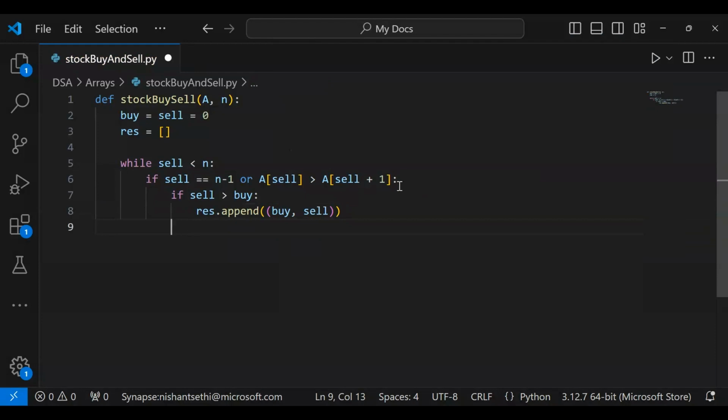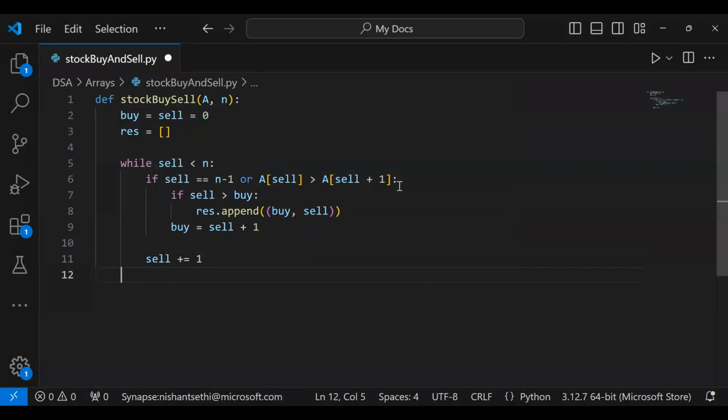So that's what I will do. And then finally, since I have now sold at the peak day, I will be buying on the next day again, right? Because after that particular segment, a new segment will start wherein I will be buying on the next day after the peak day, after the previous sell day. So that's why I will do buy is equal to sell plus 1, like this, right? And then, regardless of whether I found a peak day or not, I will just keep incrementing my sell pointer to the next element, because I have to traverse the entire array, right?